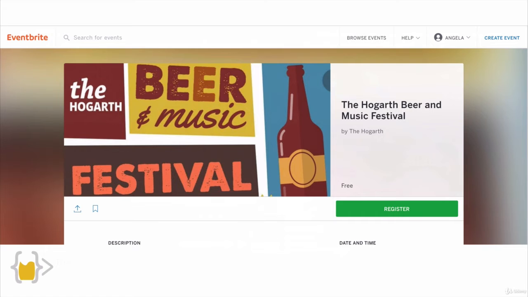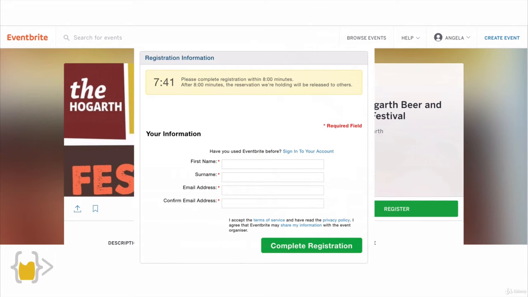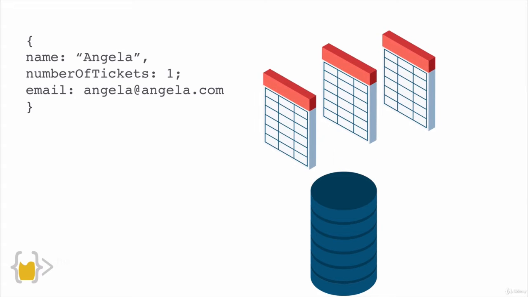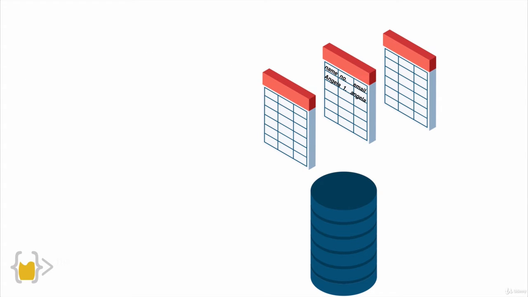So let's go ahead and register and book a ticket. So here I enter my name and I buy a ticket. Well, now that information that consists of my name, how many tickets I bought, and my registration details such as my email gets saved on the website's databases. And for simplicity's sake, you can just imagine these databases as these giant Excel spreadsheets living somewhere. And all of my data that I enter gets saved onto these spreadsheets.